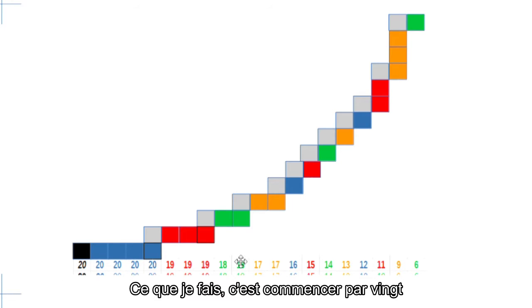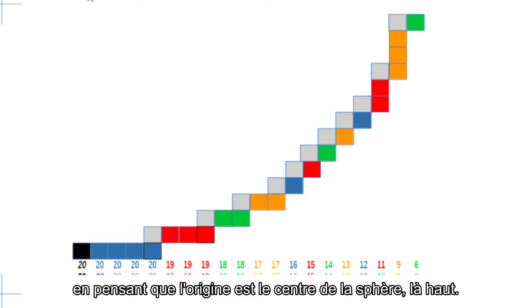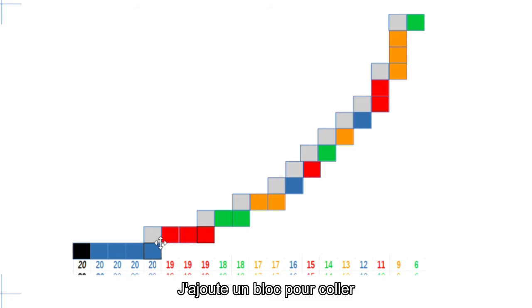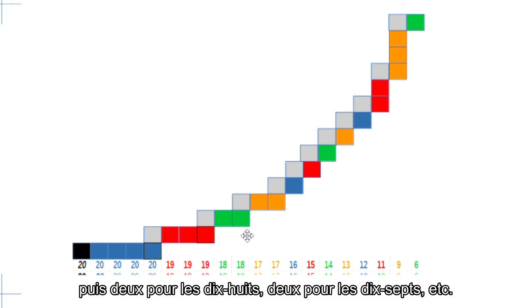So basically what I do is I start from 20, thinking that my origin is the center of the sphere, a little bit up there. I start at 20 and I count 1, 2, 3, 4 blocks on the 20 line, and then I add a little block to stick, and I go 1, 2, 3. There are 3 19s, and then 1, 2, there are 2 18s, and then 1, 2, there are 2 17s, and so forth.